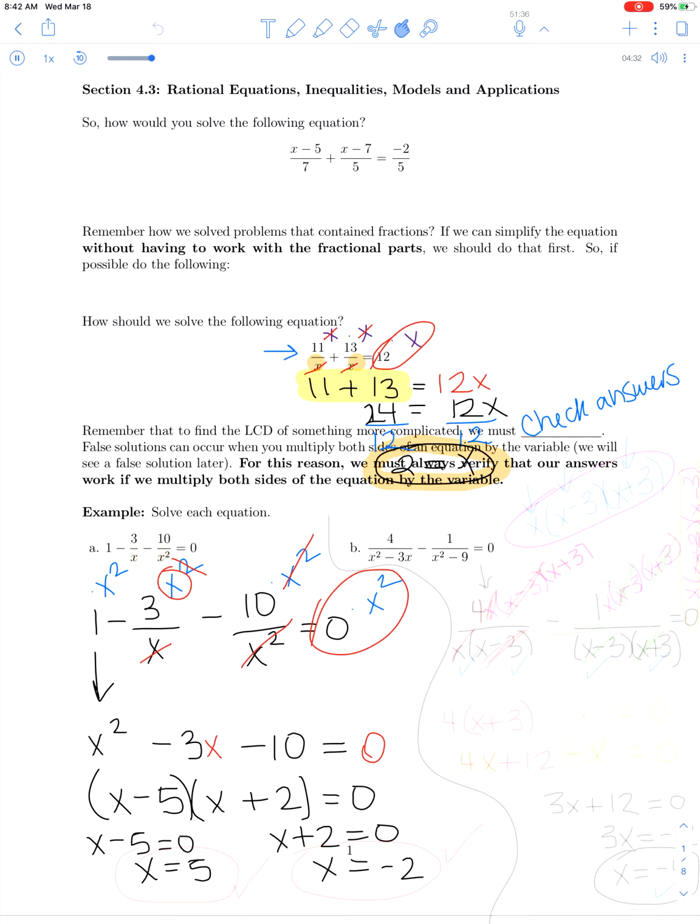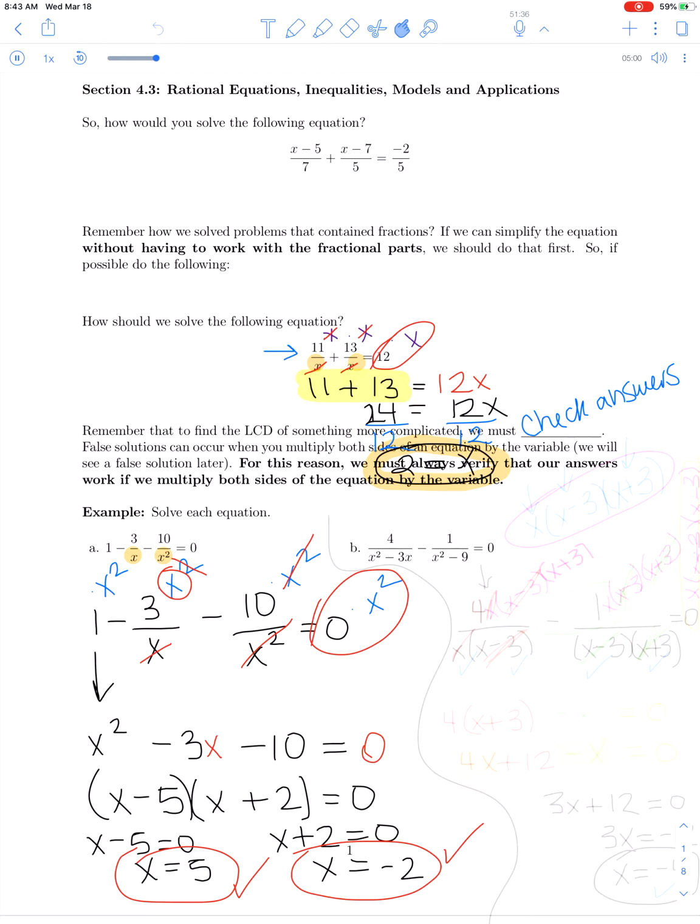Again, we still need to check to make sure both solutions actually work. Notice, the only thing that makes the denominators equal to 0 is if we were to actually plug in 0 for x. And we didn't get 0 for x as either one of our answers, so both of our answers will work because they will not make the denominators equal to 0. So both of our answers are valid and we can use them.